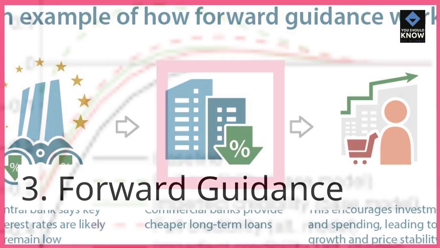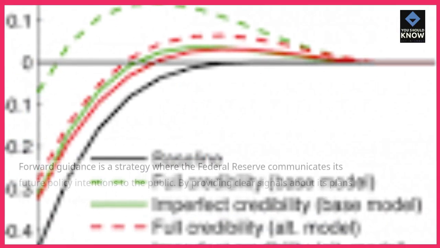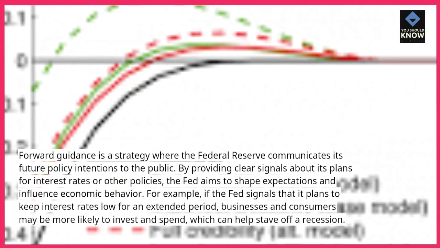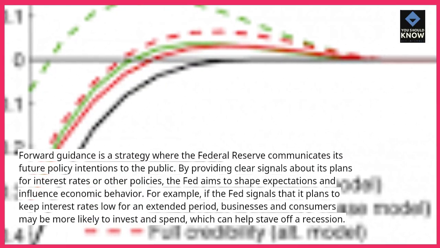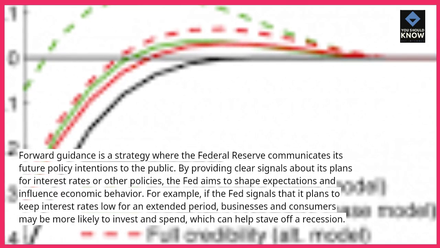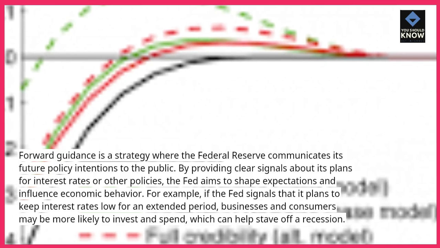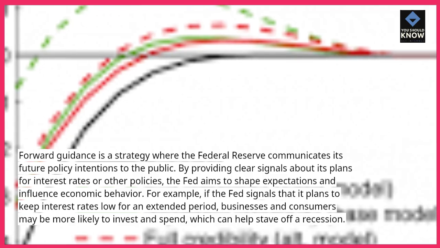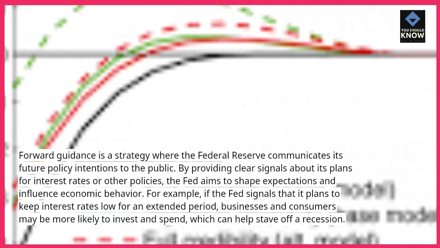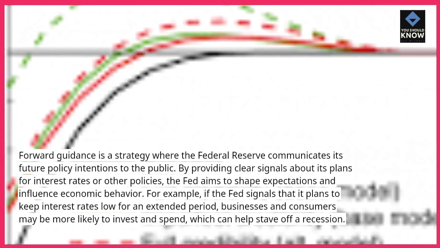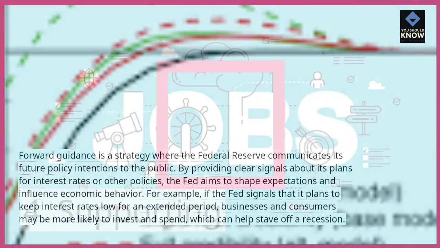3. Forward guidance. Forward guidance is a strategy where the Federal Reserve communicates its future policy intentions to the public. By providing clear signals about its plans for interest rates or other policies, the Fed aims to shape expectations and influence economic behavior. For example, if the Fed signals that it plans to keep interest rates low for an extended period, businesses and consumers may be more likely to invest and spend, which can help stave off a recession.